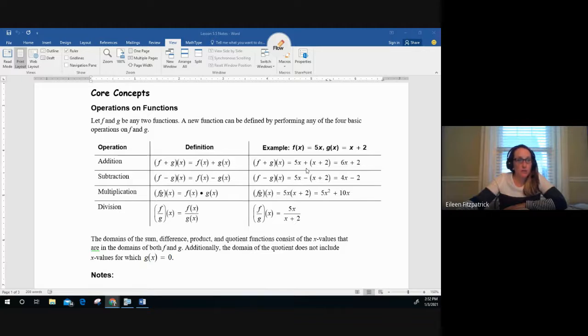So combining like terms. Subtracting functions, same thing. Don't forget to distribute that negative into the second set of parentheses if there are some. Multiplying two functions, in this case, we have to distribute the monomial to the binomial, and then dividing two functions. All right, we're also going to be talking about the domain and range. The domains of the sum, difference, product, and quotient functions consist of x values that are in the domains of both f and g. Additionally, the domain of the quotient does not include x values for which g of x is equal to 0. Since you can't divide by 0, you're going to have a restriction on the g of x.